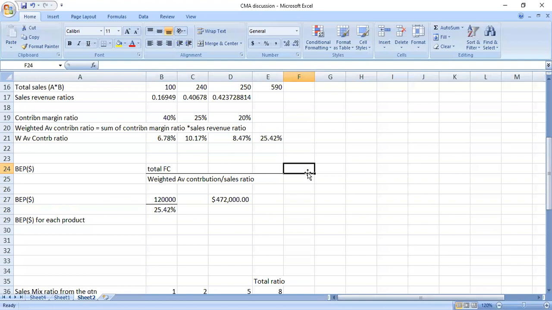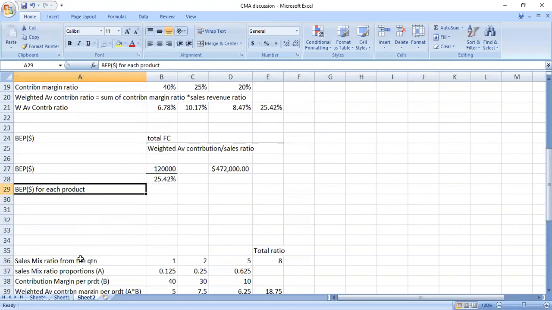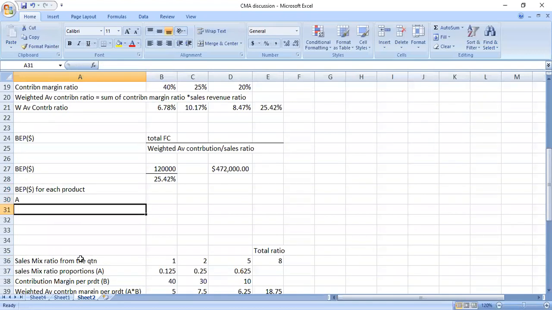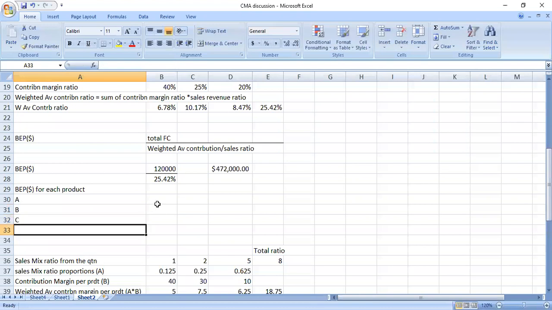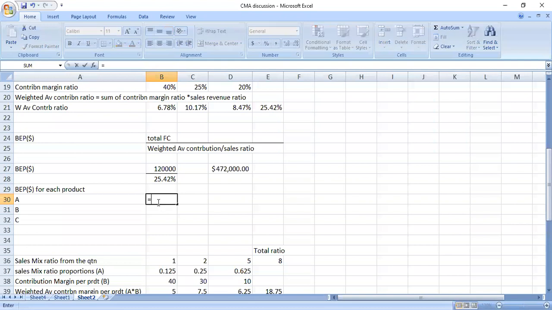Katabas, you're asking me a question. The question is, you have not finished the answer: the break-even point for each product. Okay. So for product A, you get $472,000 times 100 divided by 590.